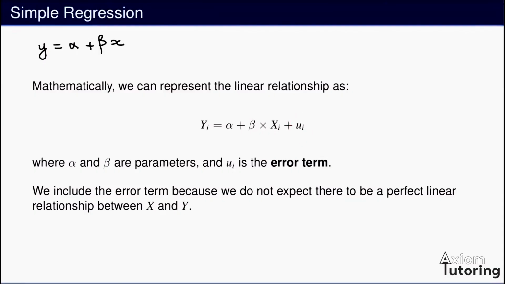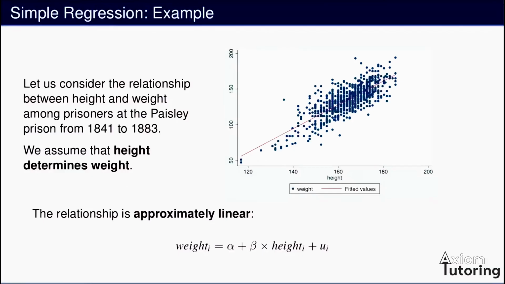So now let's look at an example. Let's consider the relationship between height and weight among prisoners at the Paisley prison from 1841 to 1883. And as explained earlier, we need to make an assumption about the direction of causality. And in this case, we're going to assume that height determines weight. Okay, so height will be on the x-axis and weight will be on the y-axis.